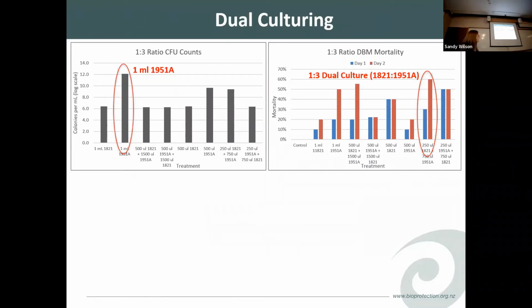Next, we looked at culturing the strains together in a 1-to-3 ratio. We found that 1951 cultured alone at 1 ml resulted in a higher CFU count than the dual cultures. And in the bioassay, we found that the 1-to-3 dual culture of 250 microliters of 1821 and 750 microliters of 1951 had the highest mortality rate.